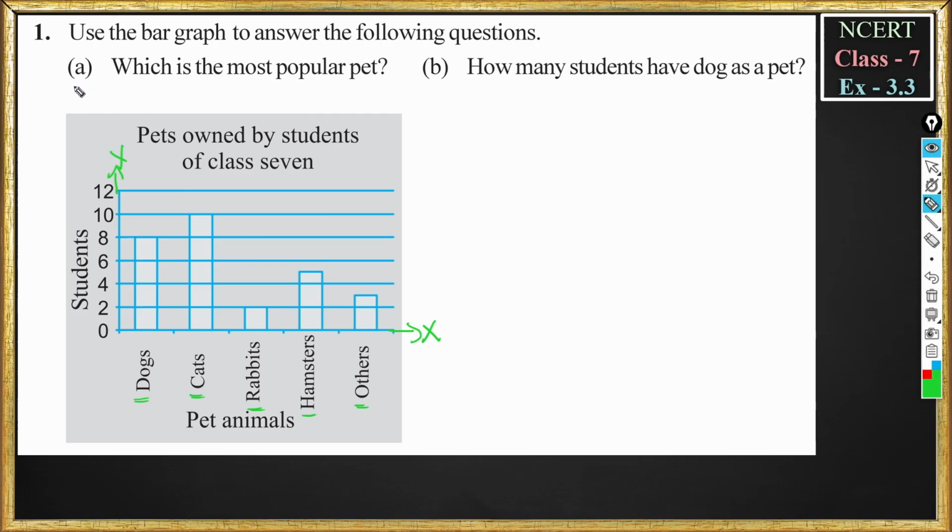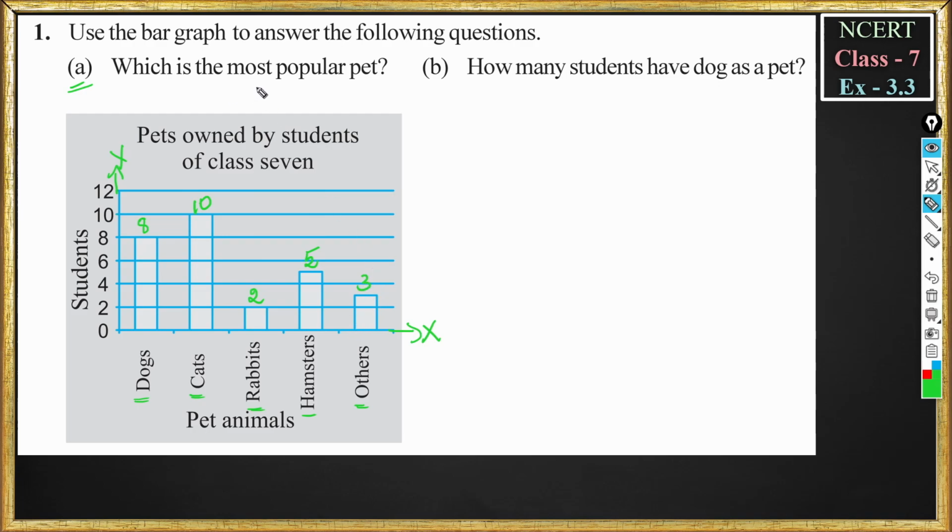So for question number A, dogs are owned by 8 students. Whereas cats are owned by what? 10 students. Rabbits are owned by 2 students. Hamsters, see, the number of students who own hamsters is between 4 and 6. So this would be 5. And others are between 2 and 4. That means 3 students own other pets.